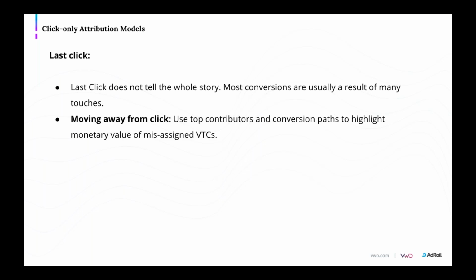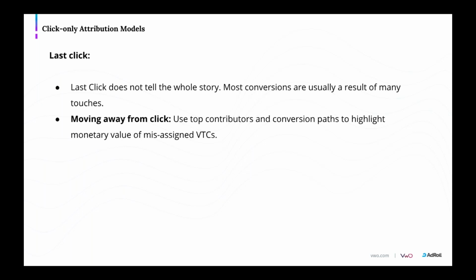So as we're moving away from click, we really want to use contributors and conversion paths to highlight the monetary value of those misassigned view-through conversions. What it's saying is you're really going to want to look at all of the different paths that your users are viewing your ads online in, whether that's on Google versus a site like ESPN or something, and then seeing your ad in an email. You're really going to want to take all of those into account as you're viewing these last clicks.